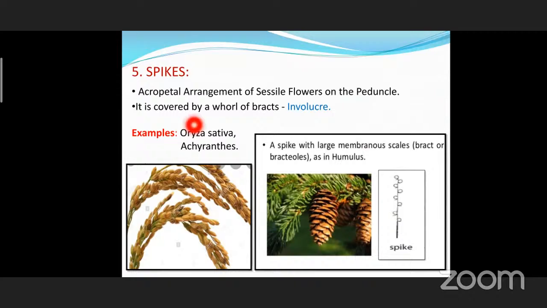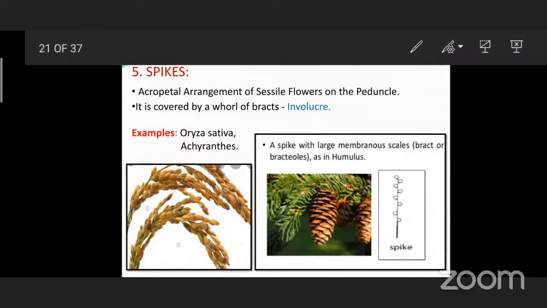For example, rice, scientific name Oryza sativa. Another example, Achyranthes. And one of the best examples is Humulus, the spike with large membranous scales, that is bract or bracteoles. See here, this is the main axis forming the spikes.